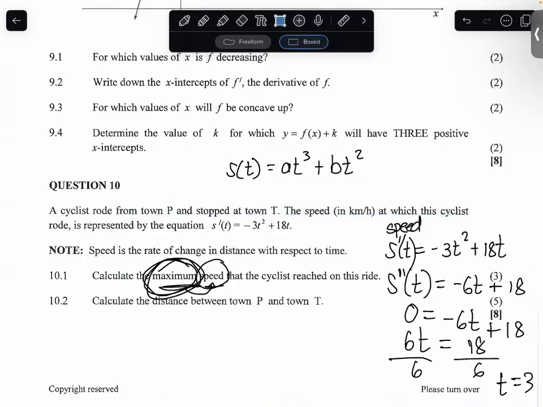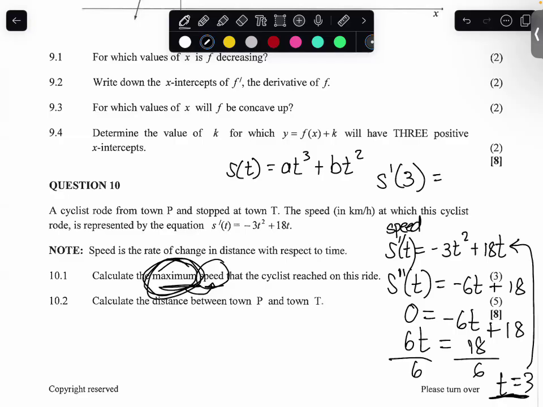That's the time that he reached maximum speed. You're going to put it back into your speed equation. So S prime 3 is equal to minus 3 into 3 squared plus 18 into 3. And you're going to get an answer for the maximum speed that the cyclist reached. And the maximum speed is 27. Okay. That's that.